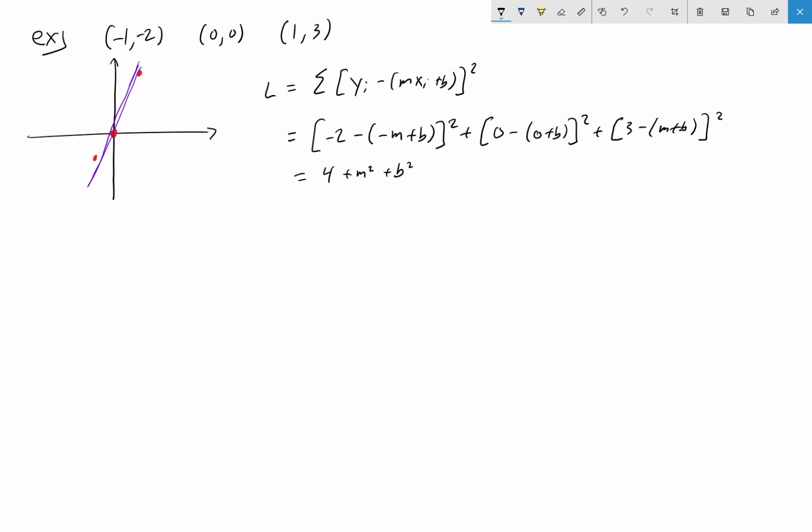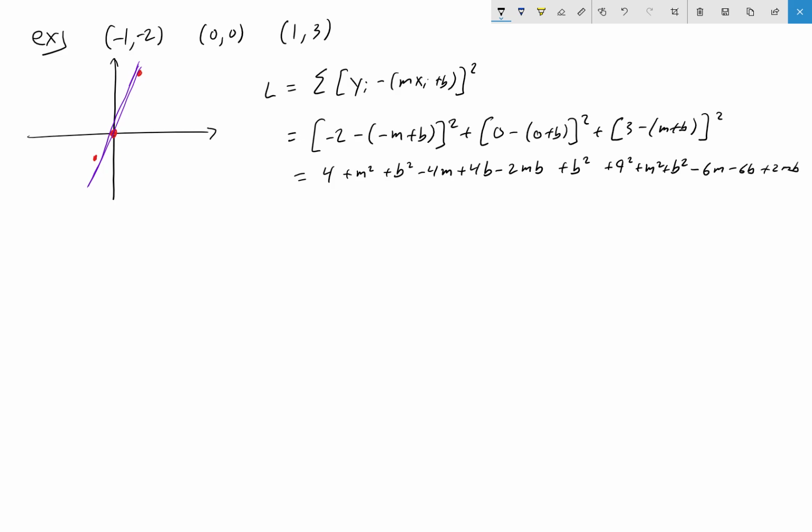So that would be a negative 2 times m times another 2, so negative 4m. And we're going to have a 4b, and then we'll have a negative 2mb. And then for the middle term, it's just a b squared. And for the last term, we're going to have 3 squared is 9, plus m squared, b squared, and then the cross terms, negative 6m minus 6b plus 2mb.